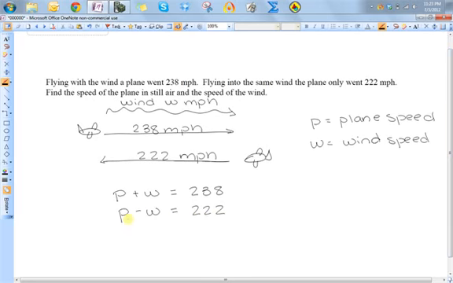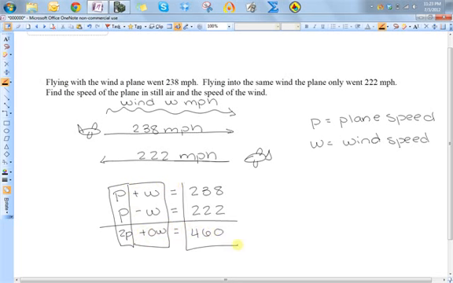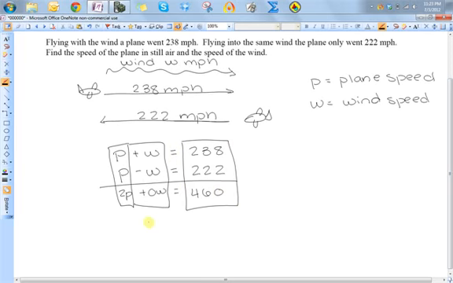So I'm going to solve this one by using the addition method. The reason I'm doing that is that these two terms would already cancel each other out. So if I add these two equations together, column by column, I would have 2p plus 0w equals 460. So that means 2p equals 460. Now I have an equation with only one variable, and I can easily solve that for p by dividing both sides by 2. So p is equal to 230 mph.